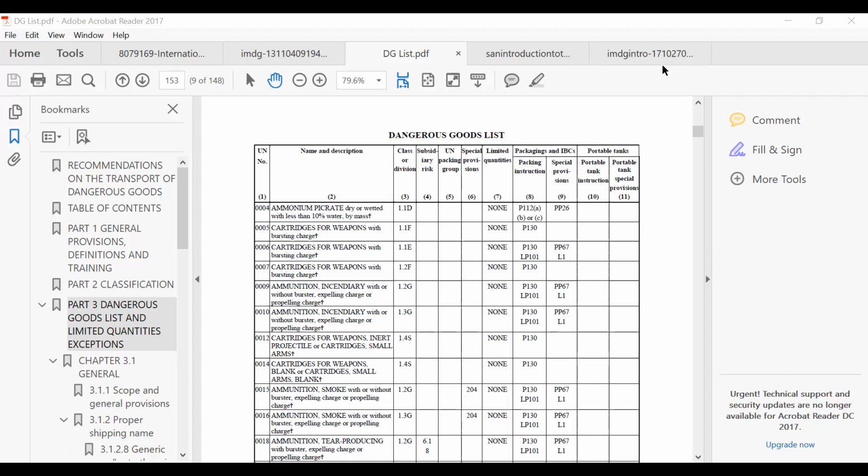And the IMDG volume 1 itself talks about a lot of other things, which are the packing, the segregation, the storage, the level of danger itself, the special provisions, the limited quantity, the packaging of it, a portable tank, and other instructions that will be needed. And that's what the IMDG Volume 1 speaks about.